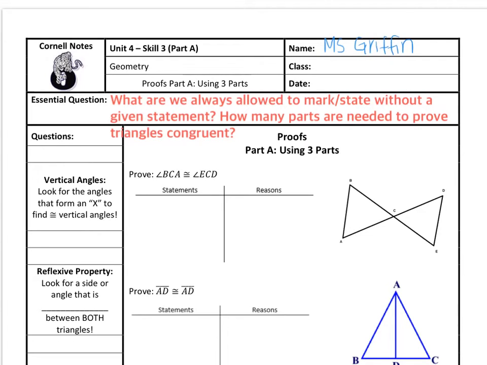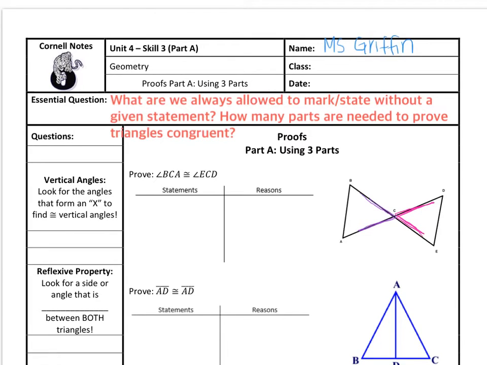So our first proof doesn't have a given statement. However, it does tell us to prove that angle BCA is congruent to angle ECD. So if you find those angles and just kind of outline them, BCA is here and ECD is here. Our goal is to prove that those two angles that I just outlined are congruent.